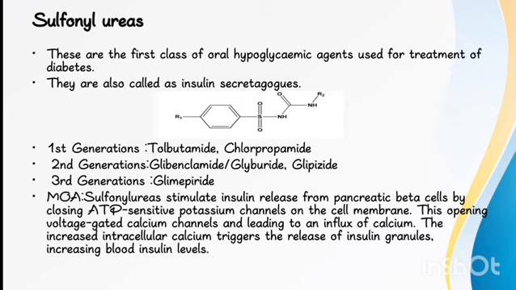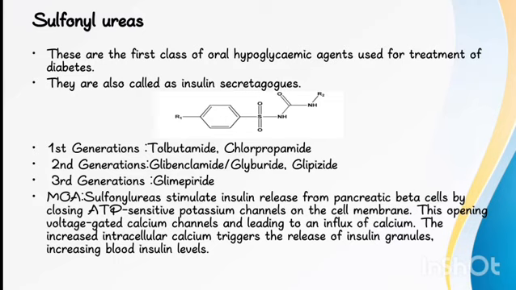Sulfonylureas. One of the most important class is sulfonylureas, which we will now discuss in detail. Sulfonylureas are the first class of oral hypoglycemic agents used for the treatment of hyperglycemia. They are also called insulin secretagogues because they stimulate insulin release from pancreatic beta cells.